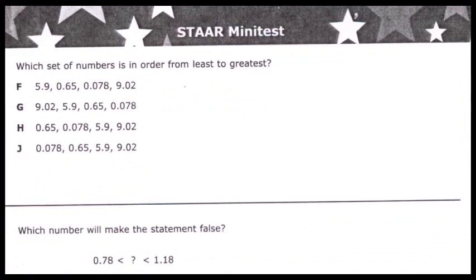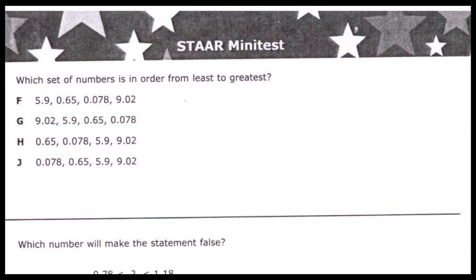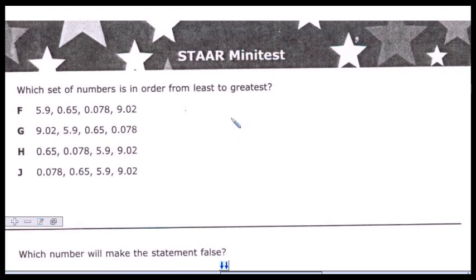Moving right along, trying to keep this video nice and short. Okay, which set of numbers is in order from least to greatest? Remember, you must write them in order from least to greatest, and you have to write them vertically. In other words, up and down. So the first one I'm going to write is the 5.9, and then 0.65. Remember, line up those decimals.